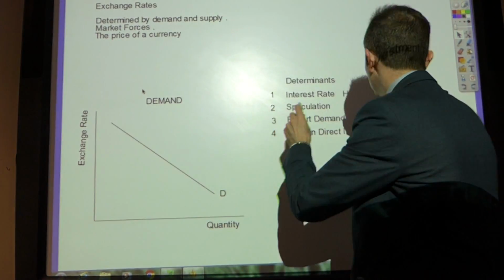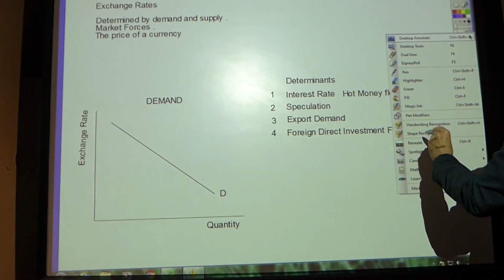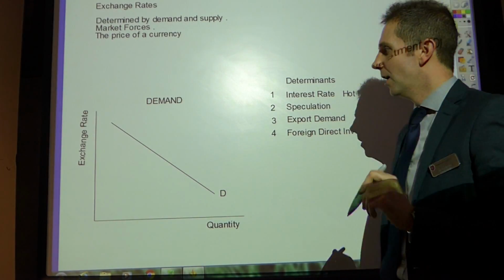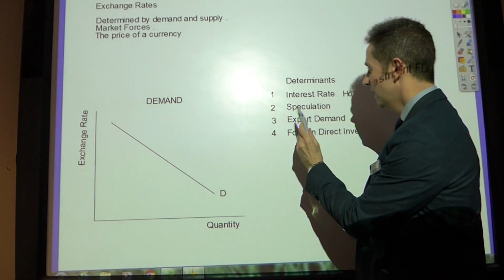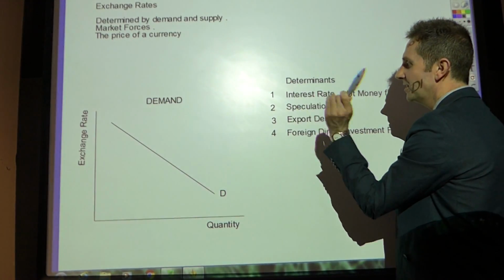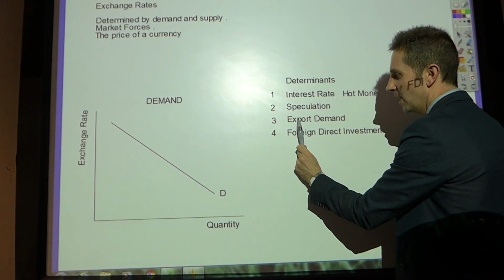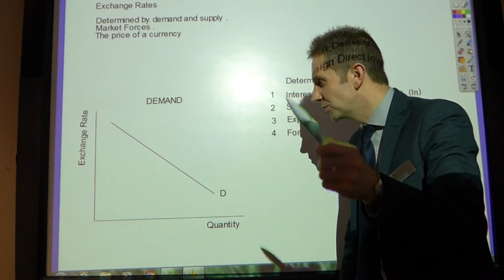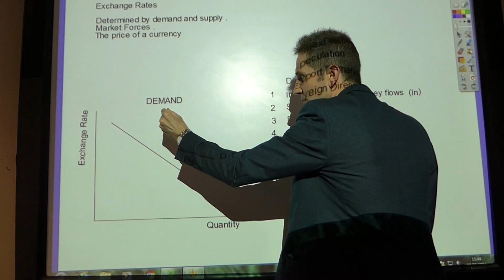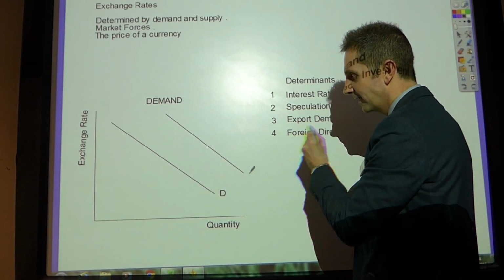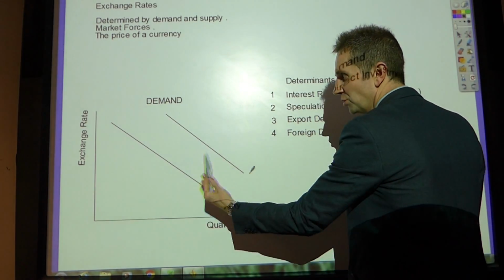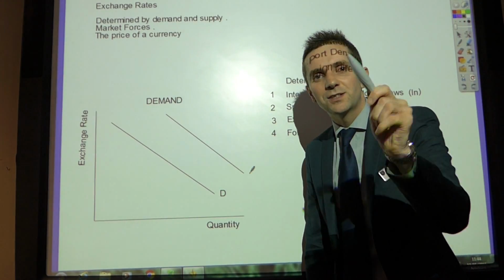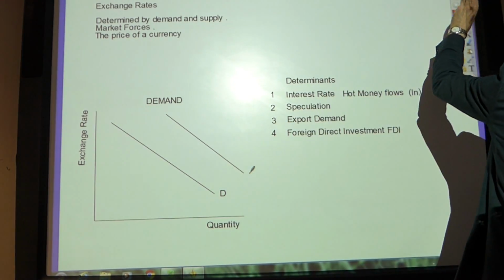So all of these factors, ladies and gentlemen, would do this. You watching? All of these factors, a rise in the base rate, more speculation, an increase in exports, increased foreign direct investment, would shift the demand curve to the right, like the hook. Demand shifting to the right. That's demand in a nutshell.